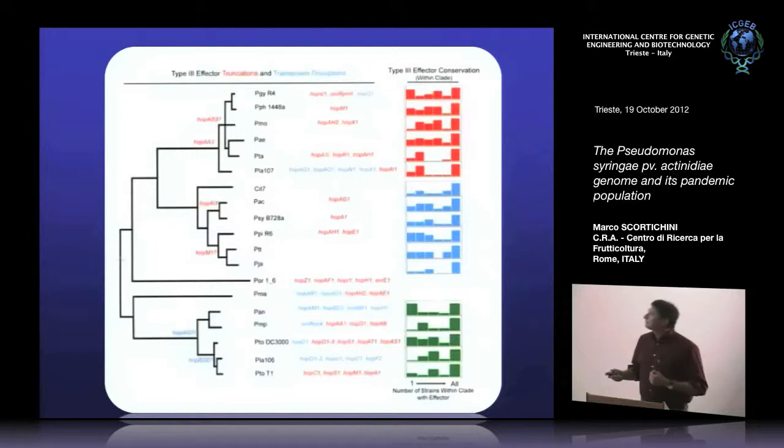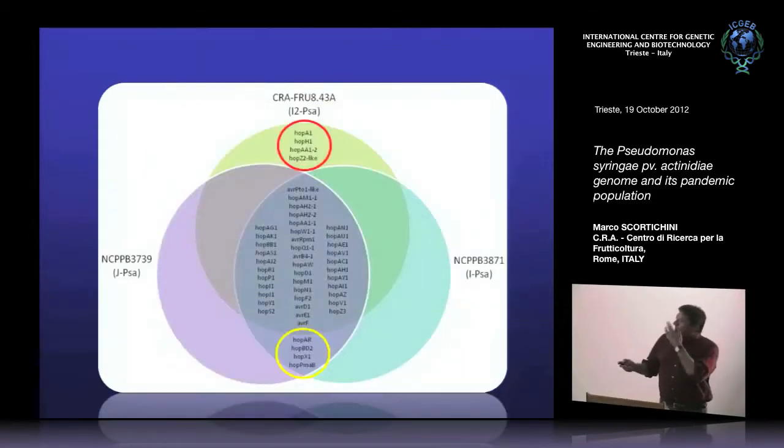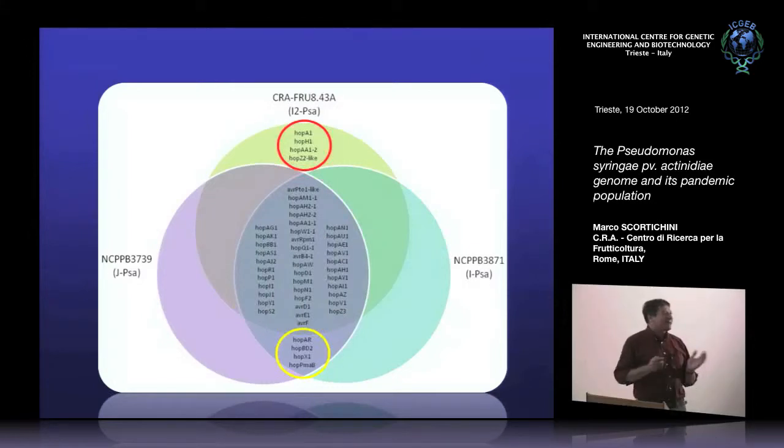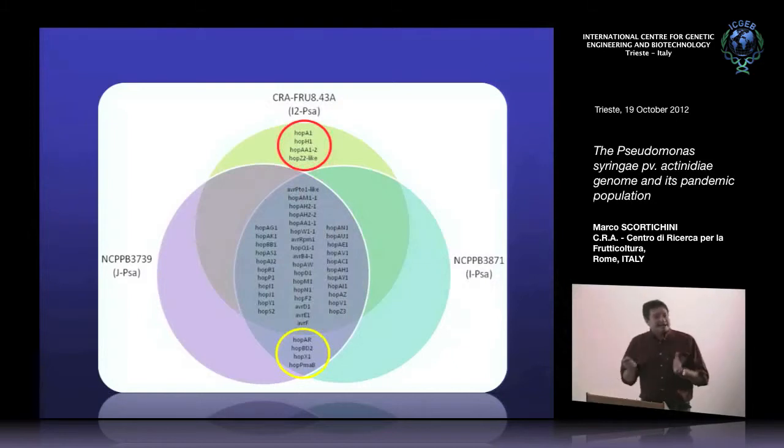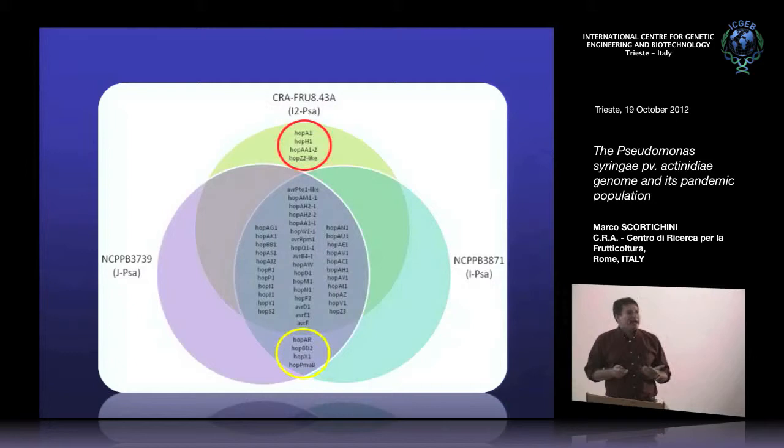This is just to say that even the effectors can be subdivided in families. And you see that this is the core effector system of the two Pseudomonas actinidiae populations. So in other words, they have mostly the same effectors. But again, they have four different specific effectors. These four effectors are found only in the current pandemic population. These other four are present only in the other two strains of the old population. Whether this can induce the higher aggressiveness, we still don't know. But this could be a path to follow.